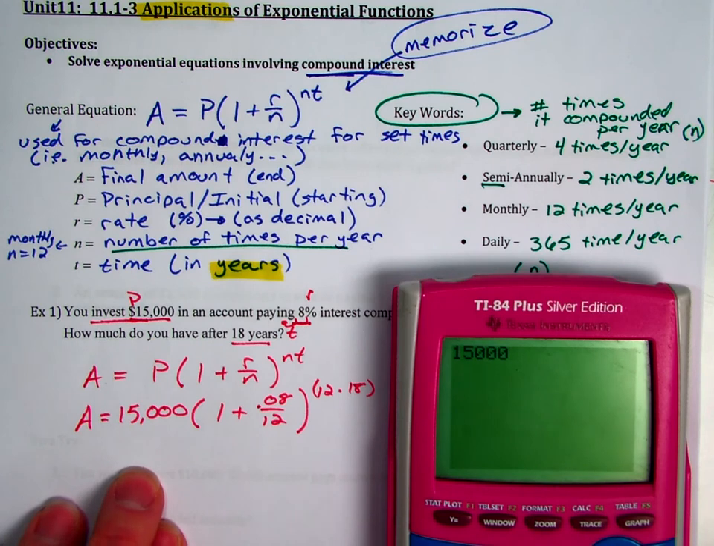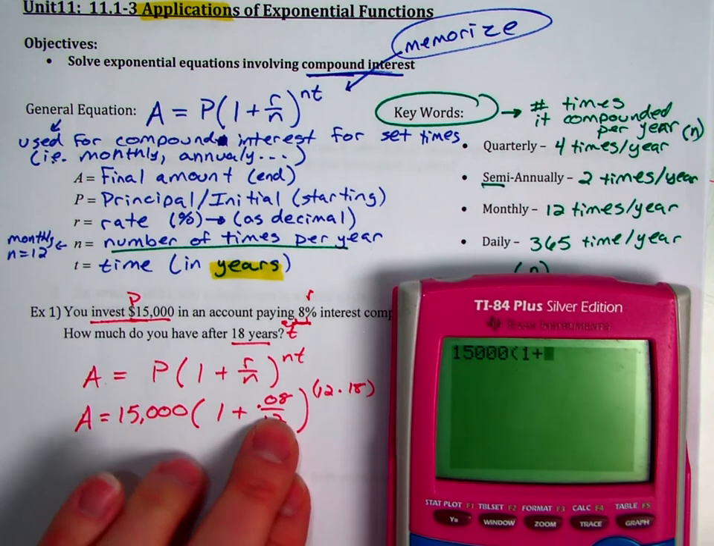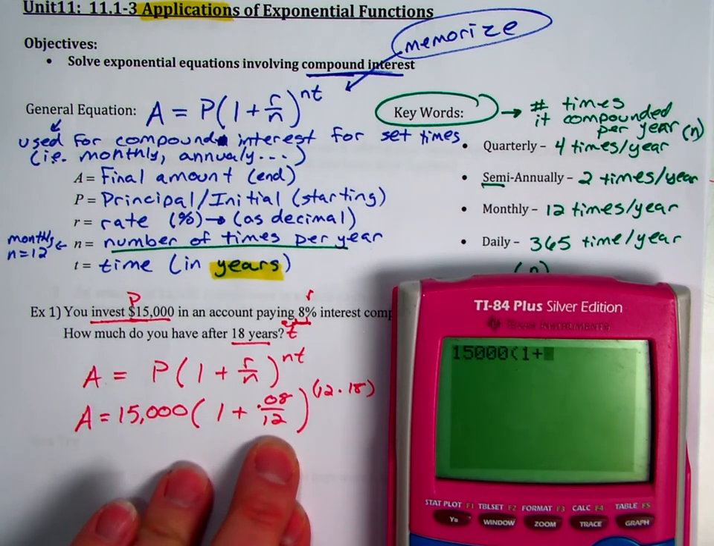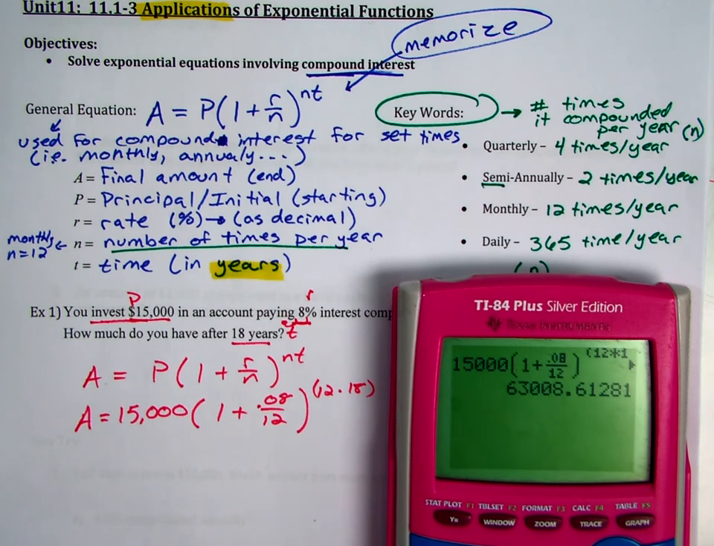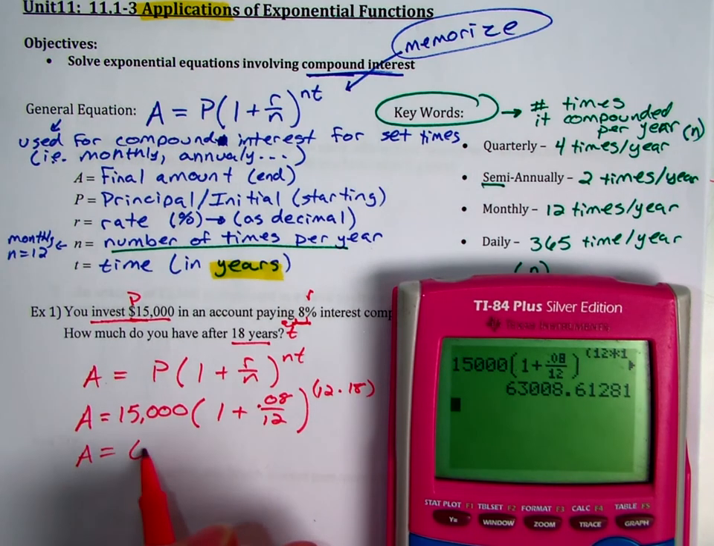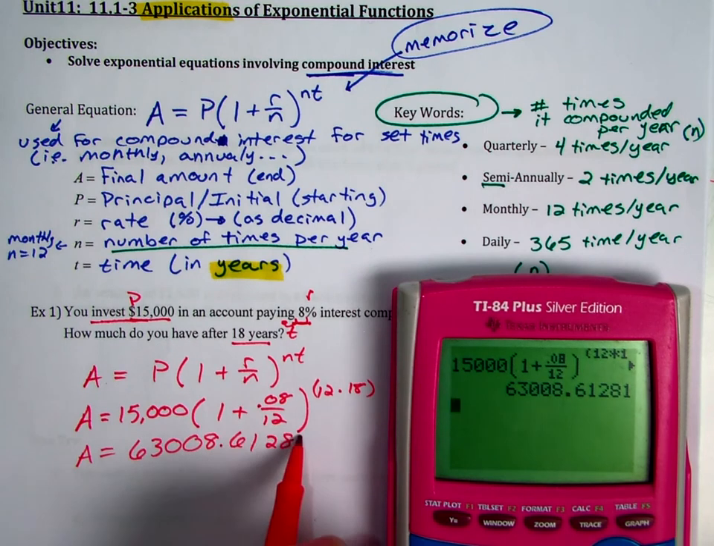15,000 parentheses 1 plus. Now, you could either do another set of parentheses to make this into a fraction, but to me that's really confusing to type into your calculator, so I'm just going to use that fraction button. So it's 0.08. Arrow down, divide it by 12, close my parentheses, to the power of 12 times 18. And we get A equals 63008.61281.